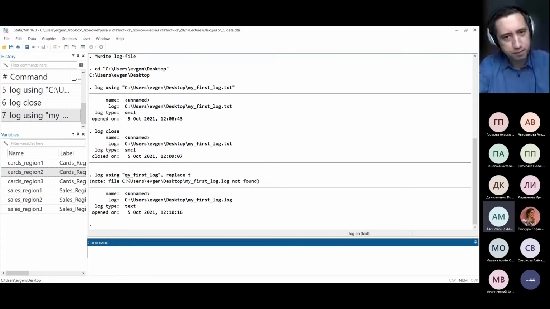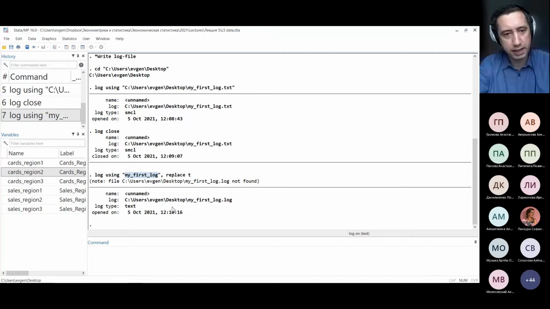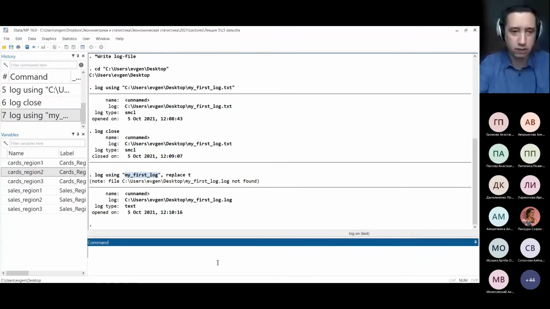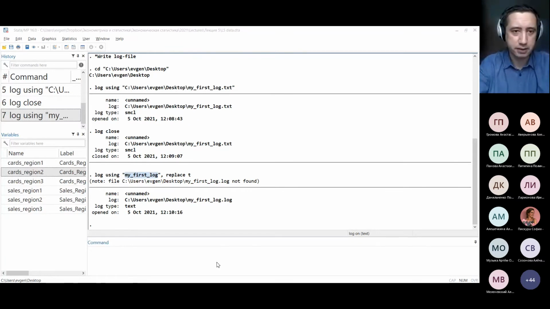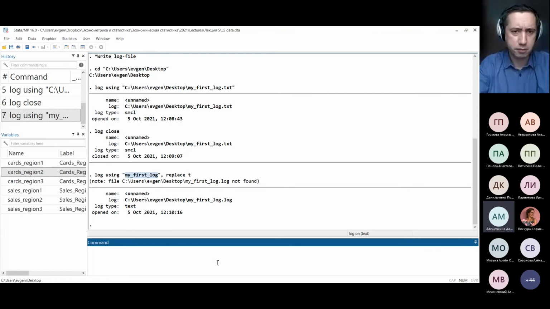You can use any name you want here, without points. Just close your log file and start a new one with maybe a more convenient name. So there shouldn't be the word text in the file name itself? No, it's not necessary. Sometimes we need it, but it's not necessary. I will show you what the output should be.